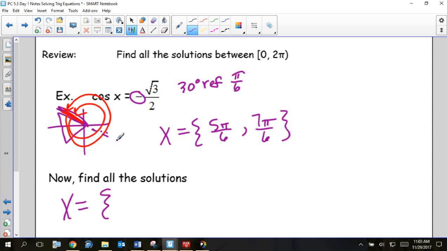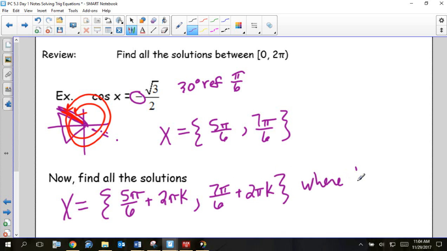Caleb, do you think you know? You're halfway there. It'll be 5 pi over 6 plus 2 pi k, where k is any integer. Well, any multiple of 2 pi is going to get me all the way around again, and all the way around again, and again. But that's never going to get me to 7 pi over 6. So I also have a second one, which would be 7 pi over 6 plus 2 pi k. And then I also need to say where k is an integer.